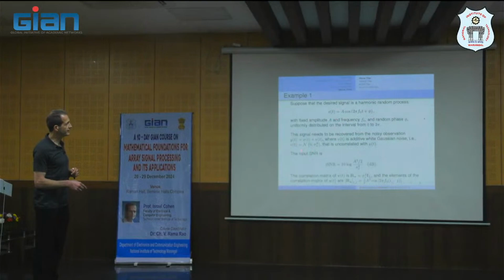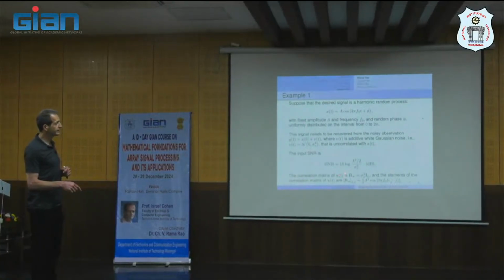So if we take this signal and we have white Gaussian noise with variance sigma v squared, this is the input signal to noise ratio. You see the expectation. The only random variable is phi. This is random phase. So if we take the variance of xt, it is A squared divided by 2. So this is the input SNR.